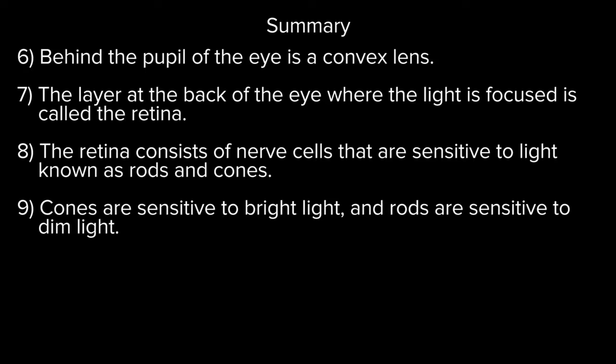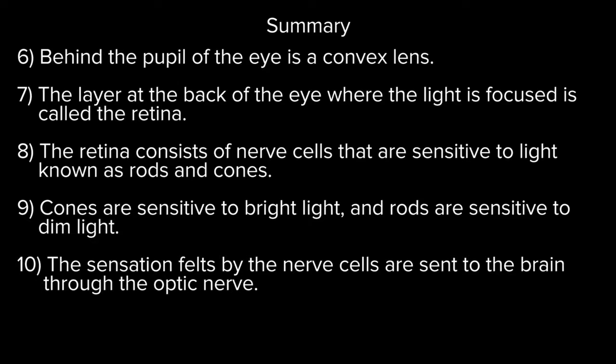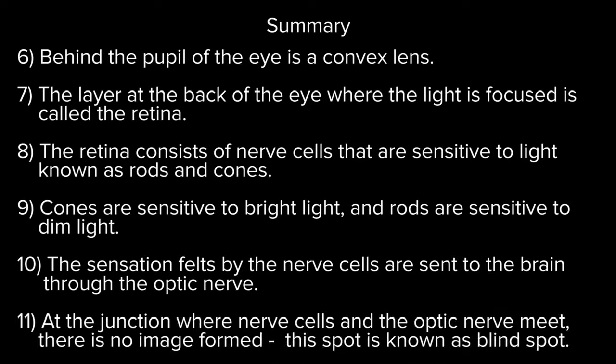Ninth, cones are sensitive to bright light and rods are sensitive to dim light. 10th, the sensation felt by the nerve cells are sent to the brain through the optic nerve. 11th, at the junction where nerve cells and the optic nerve meet, there is no image formed. This spot is known as the blind spot.